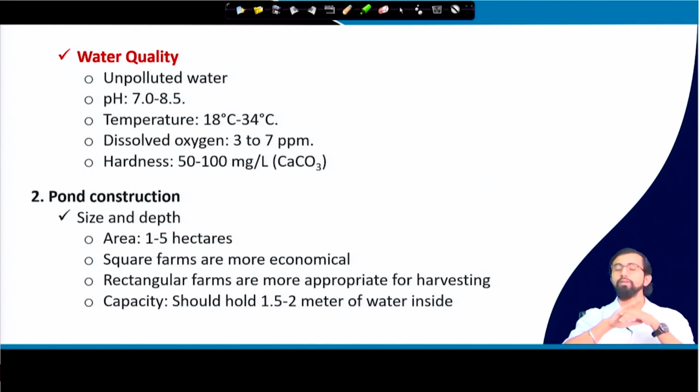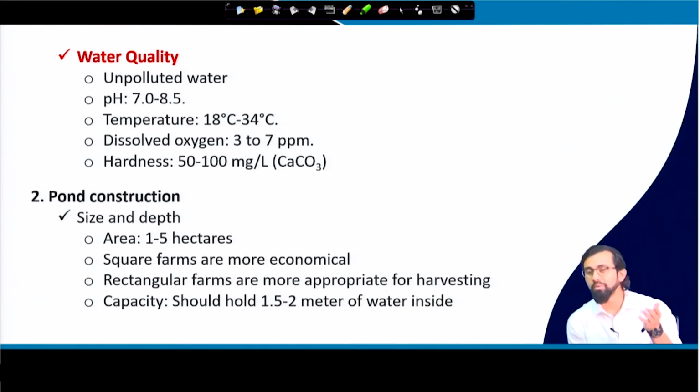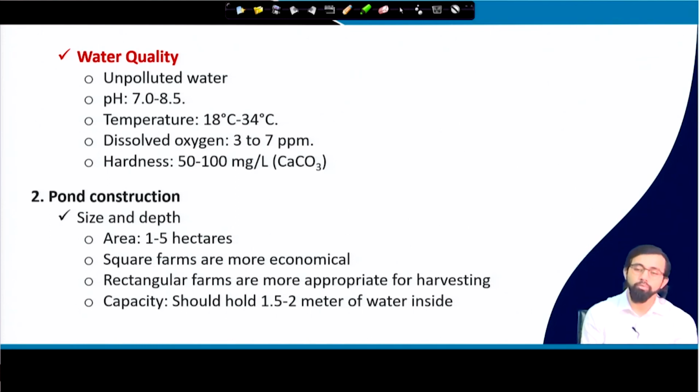It's just to have a proper quality of water for the production of your crustacea, or whatever the target is, like prawn. So, pond construction, size and depth: the area should be around 1 to 5 hectares to have maximum economic benefit. Square farms are more economical in terms of easy netting, and rectangular farms are more appropriate for harvesting. The capacity should hold at least 1.5 to 2 meters of water inside.